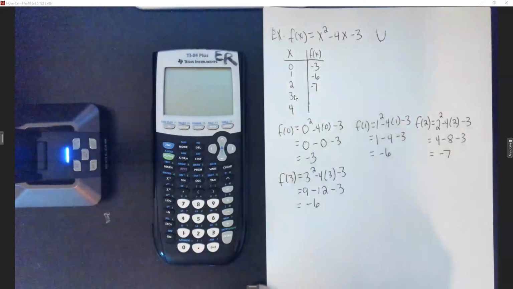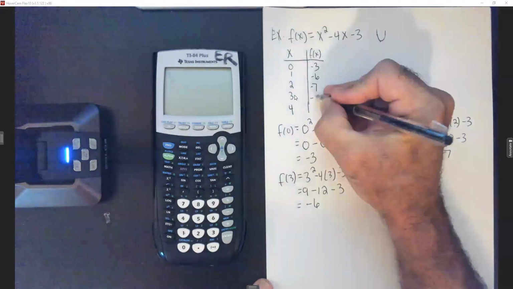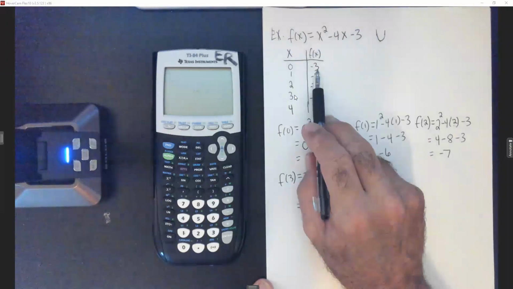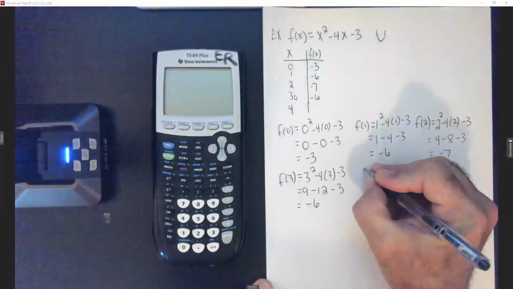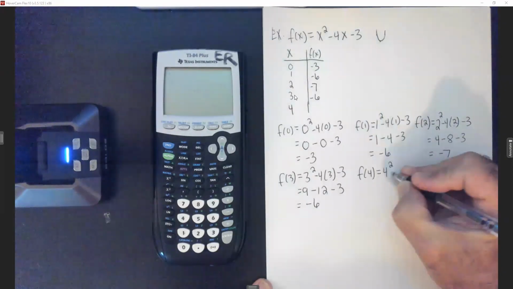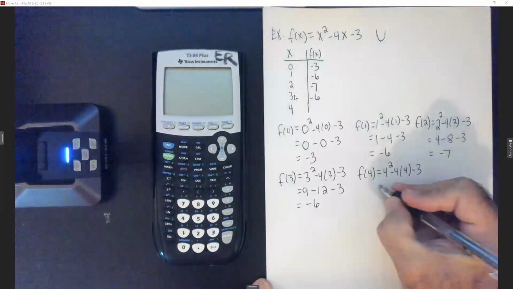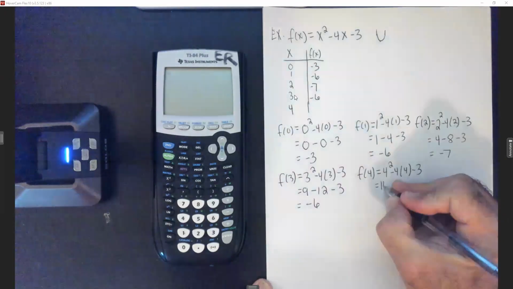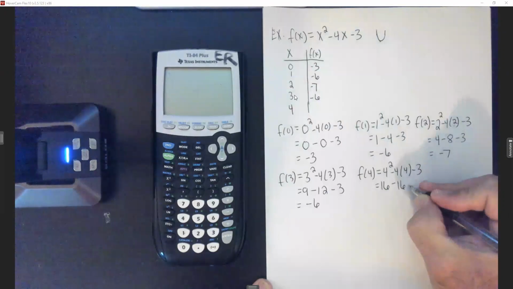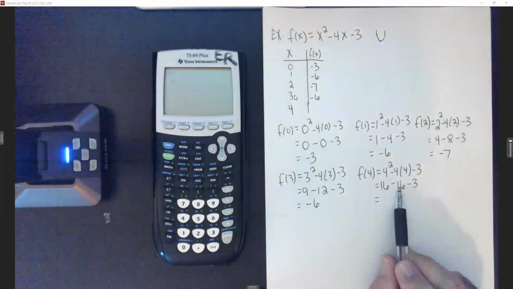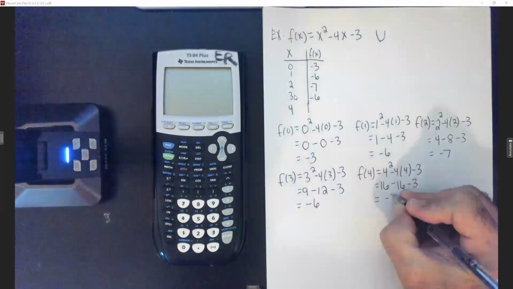So now I'm starting to see my symmetry, remember. With these parabolas, once you get that middle point, you start seeing symmetry on either side. So I bet this one should match that one and give us a negative 3. That'll be 4 squared minus 4 times 4 minus 3. 4 squared is 16, minus 4 times 4 is 16, and then minus 3. Look at that, 16 minus 16 is 0. 0 minus 3 is negative 3.